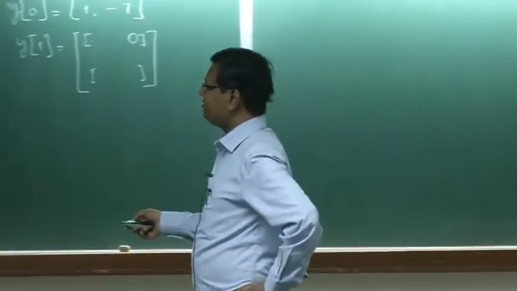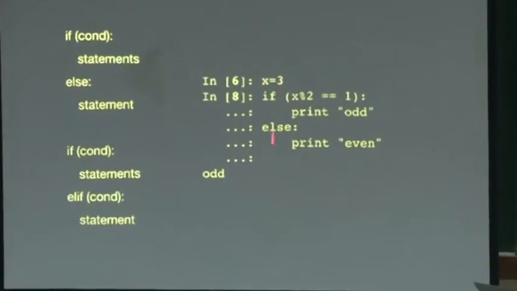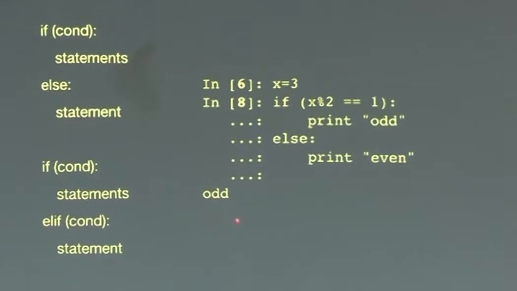One simple example is this. This is written in the interpreter itself. I did not create a file. So these are 4 blanks here. You can see this, 1, 2, 3, 4 blanks. So if x is divisible by 2, so the remainder of x, this is a remainder function. If the remainder of x equals 1, then print odd, else print even.